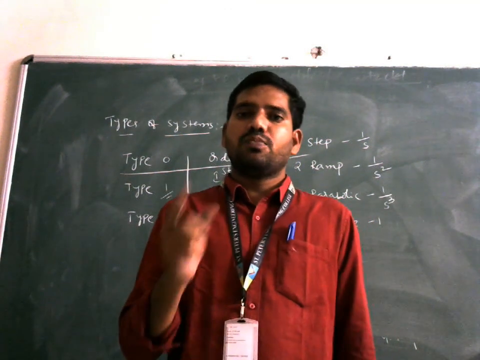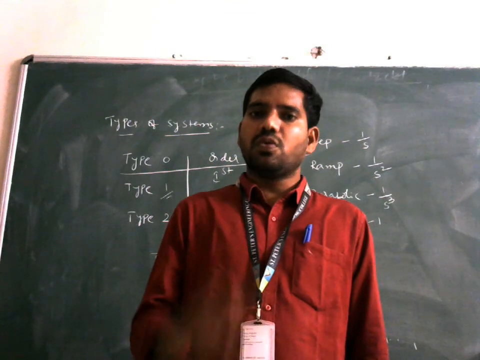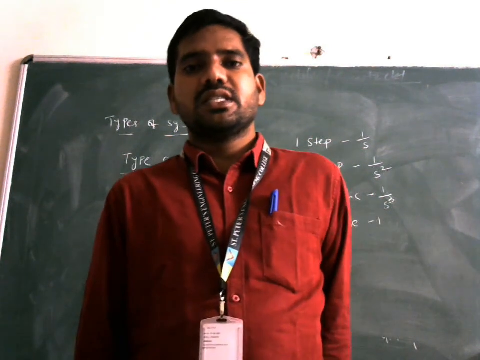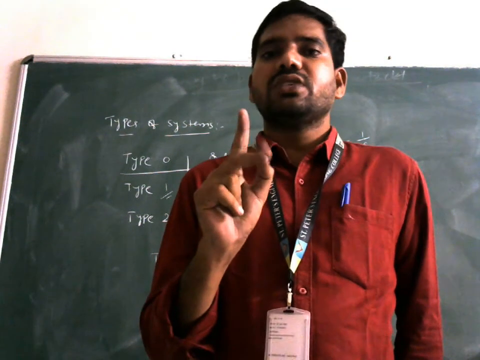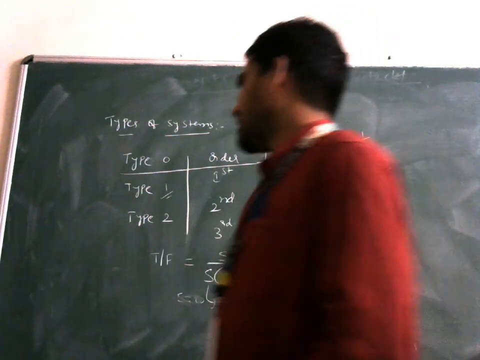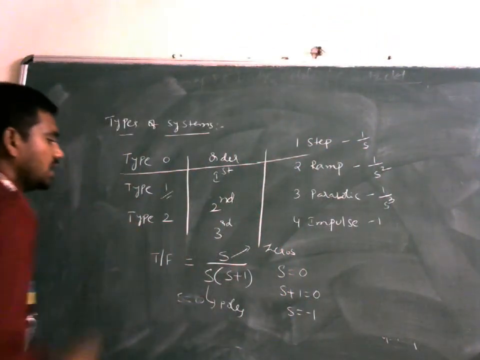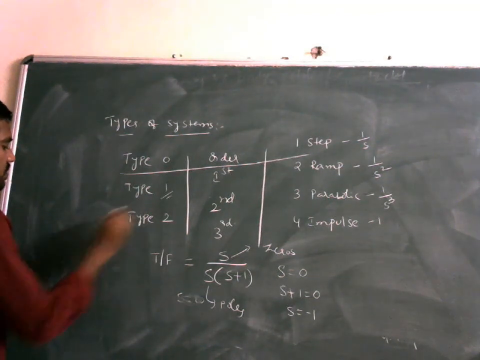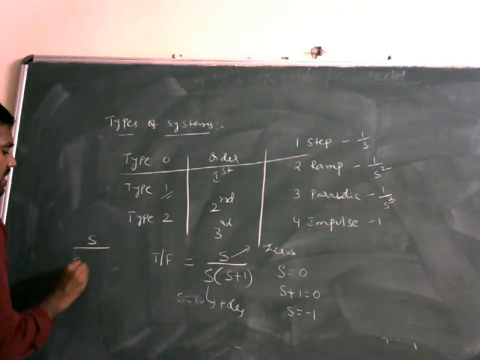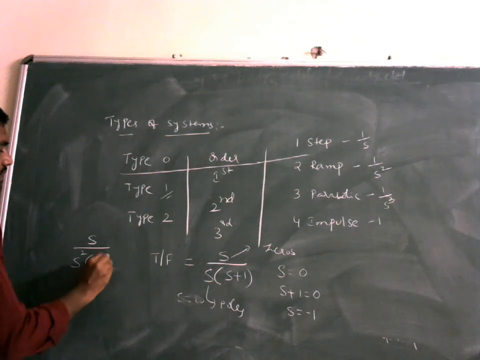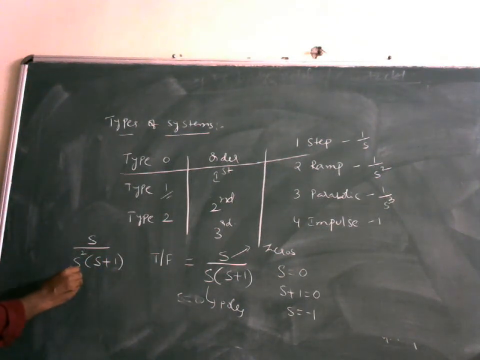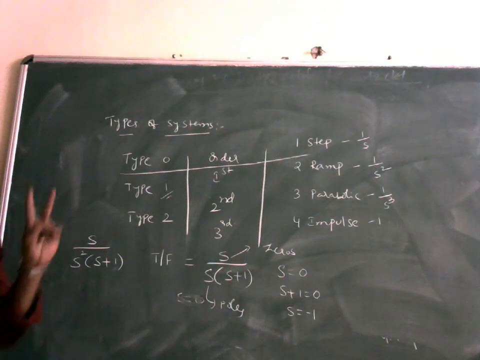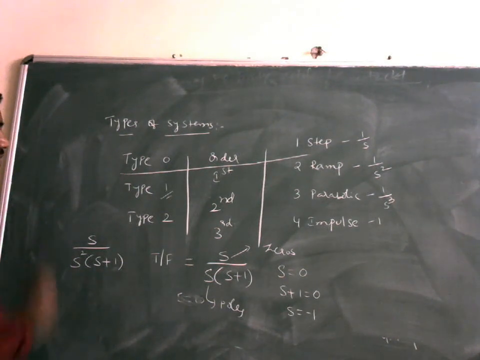If the number of poles present at the origin is 1 pole, we call it a type 1 system. If the number of poles present at the origin is 2 poles, we call it a type 2 system. For example, for a type 2 system, s divided by s square into s plus 1. In this case, how many poles are at the origin? 2 poles at the origin. So this is a type 2 system.